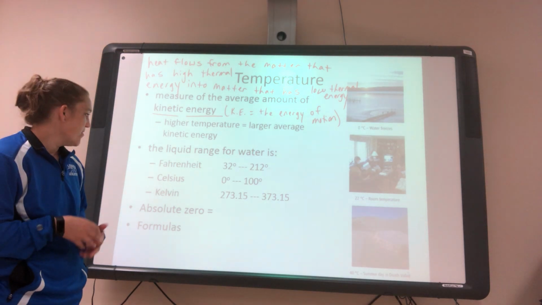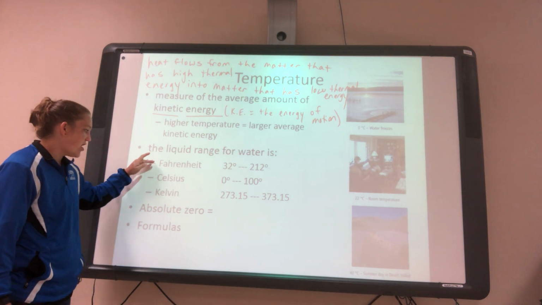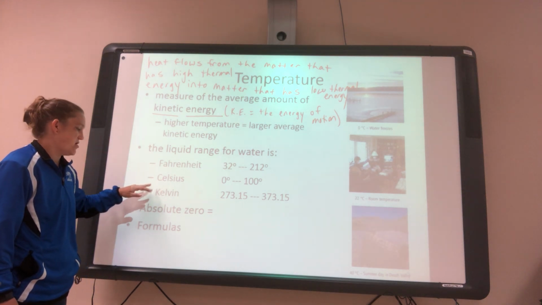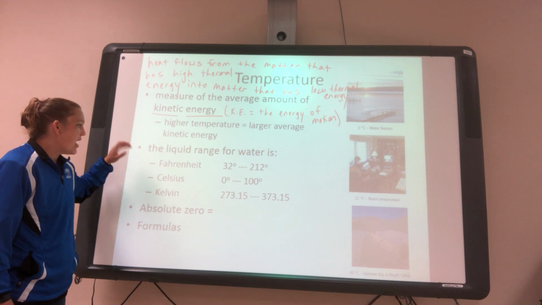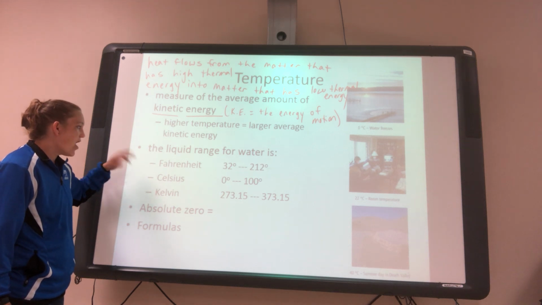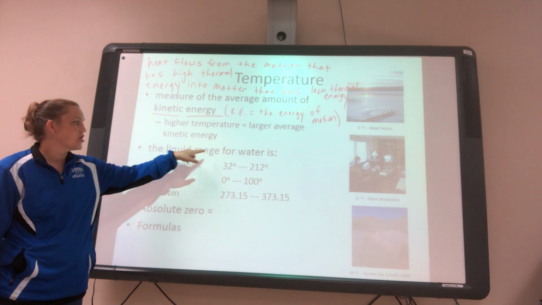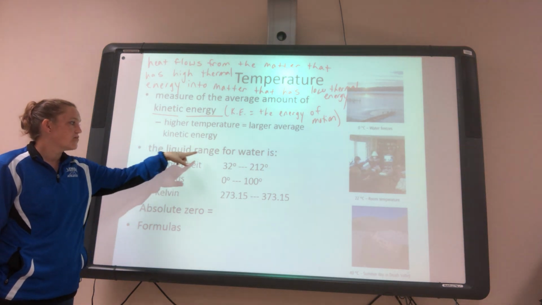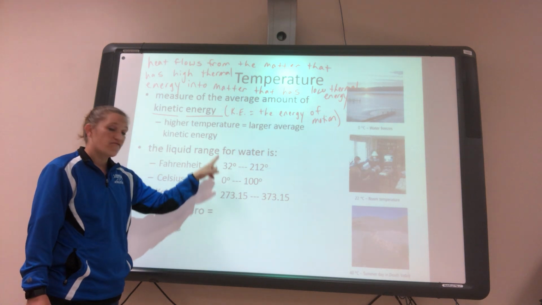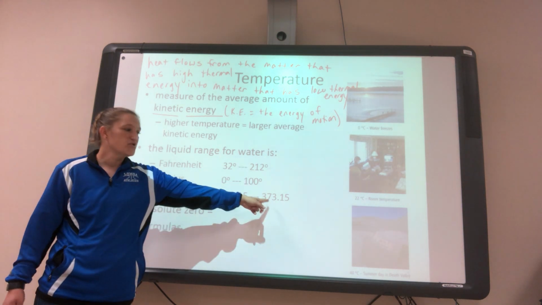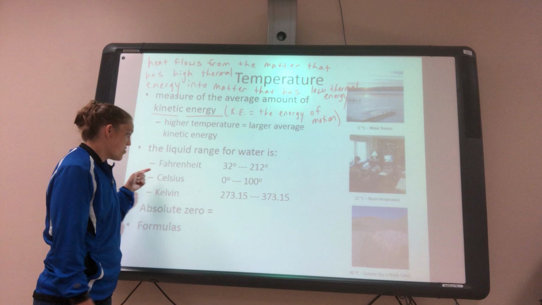We already kind of talked about that there's 3 scales. There's the Fahrenheit, the Celsius, and the Kelvin scale. So we have 3 different ways to measure the temperature. Now let's compare them. How I'm going to compare them is I wanted to measure the liquid range for water. So this is the temperature that water freezes at. This is the temperature that water boils at.